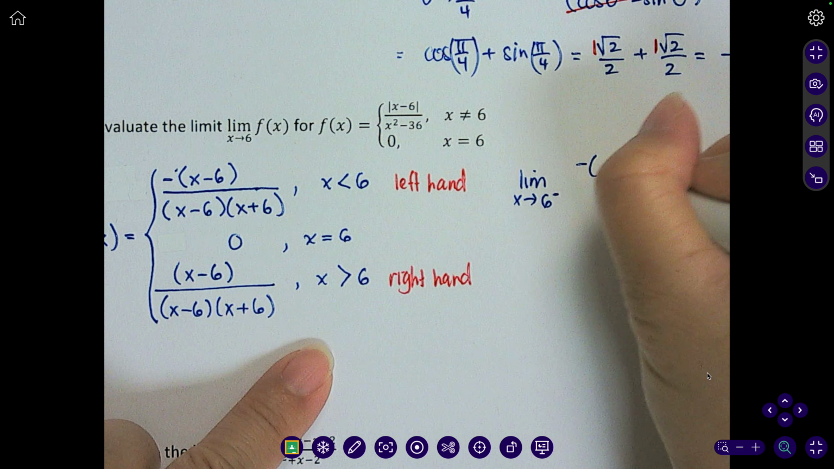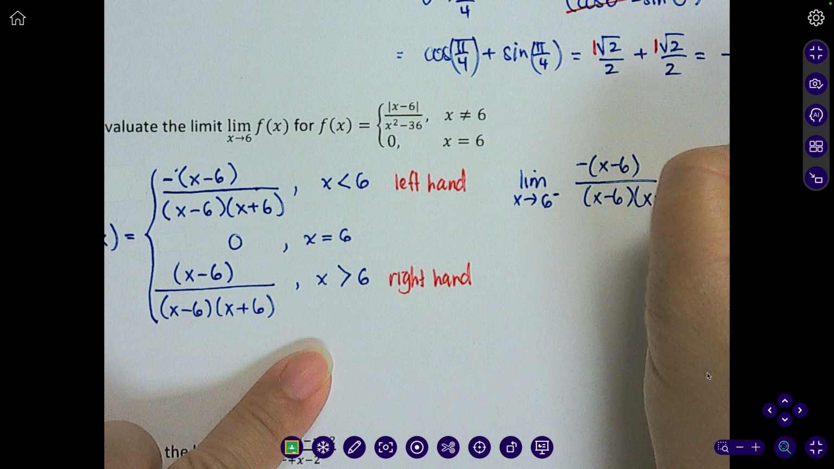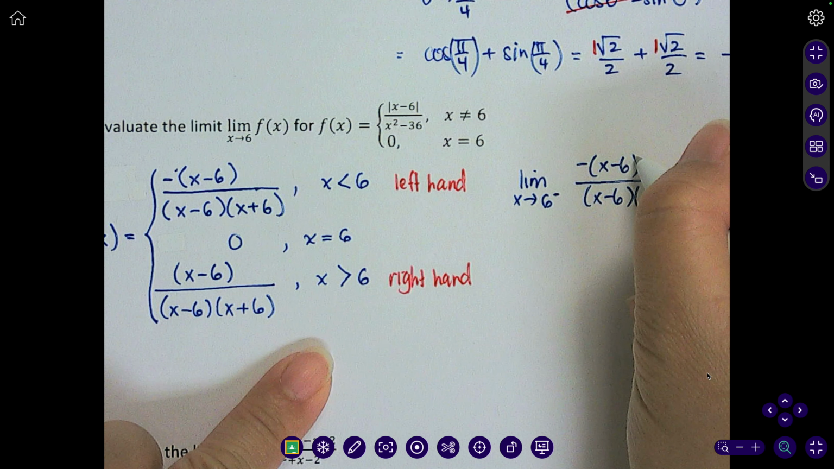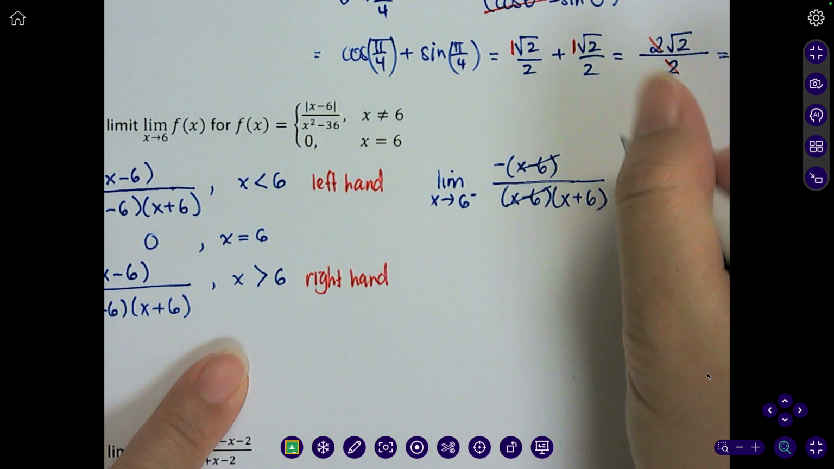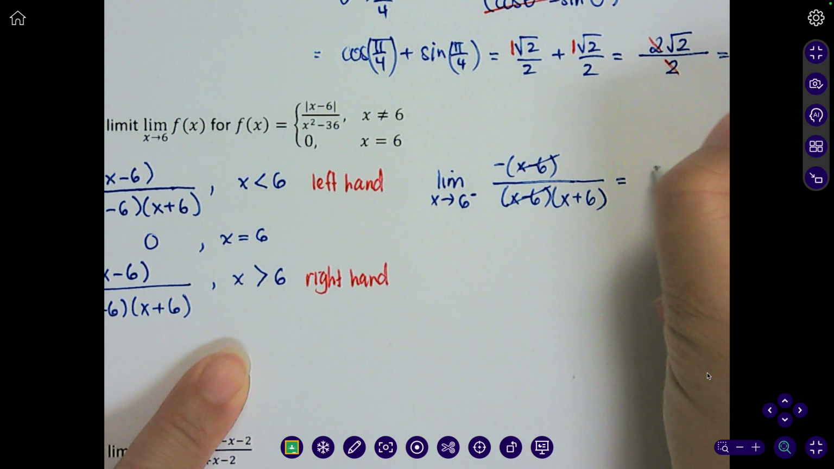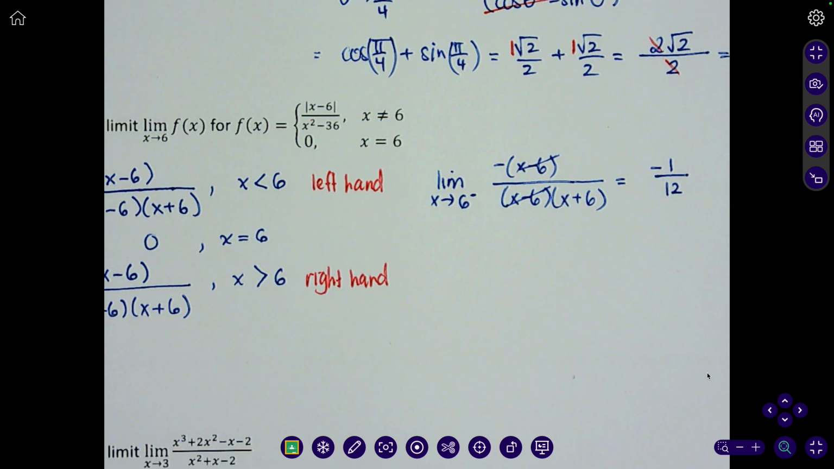If I take a look at this function, notice now I can cancel things out. I can cancel the x minus 6. So what I'll get when I plug in the 6 is negative 1 over 6 plus 6, which is 12. Negative 1 over 12. That's my left hand. Are you guys good? Whenever you see absolute value, you have to break that out into two pieces of the function.